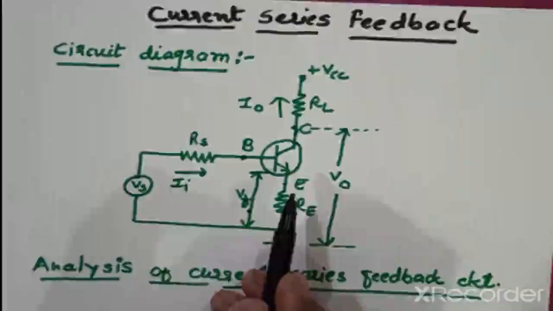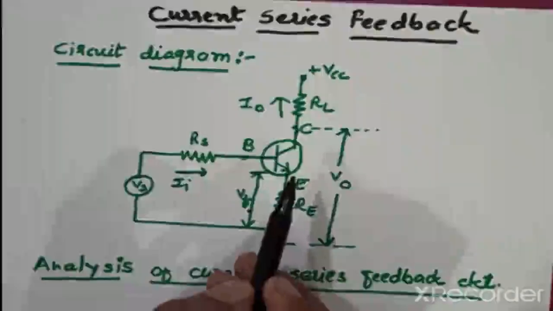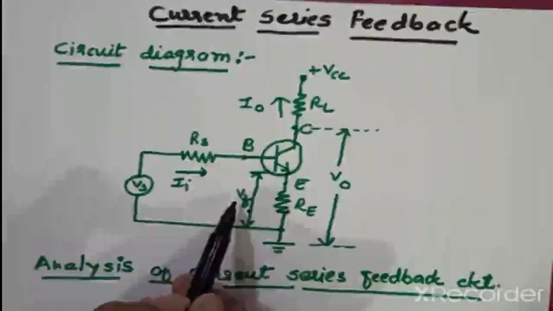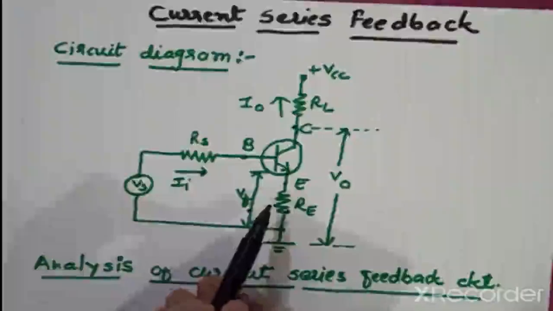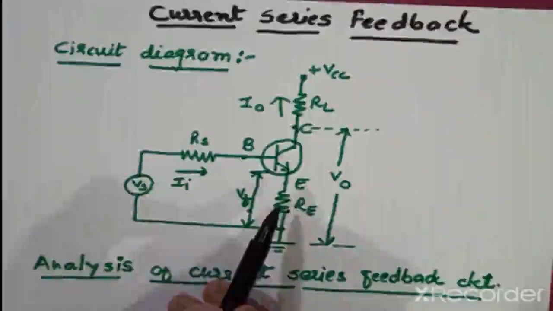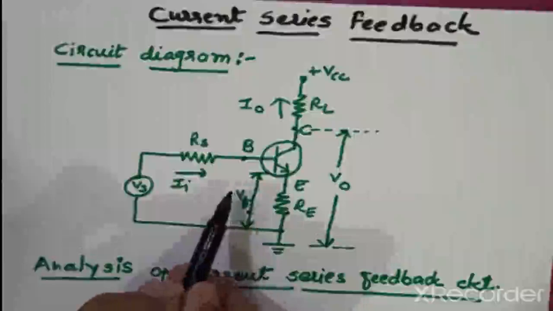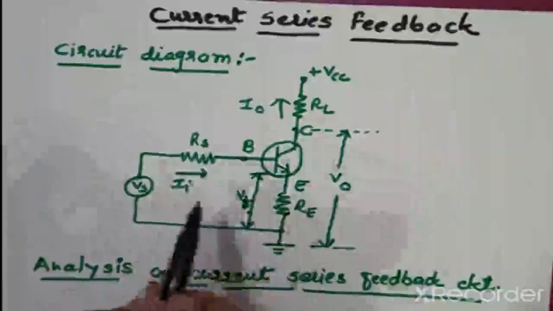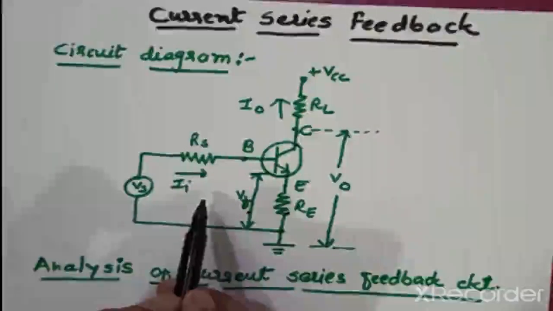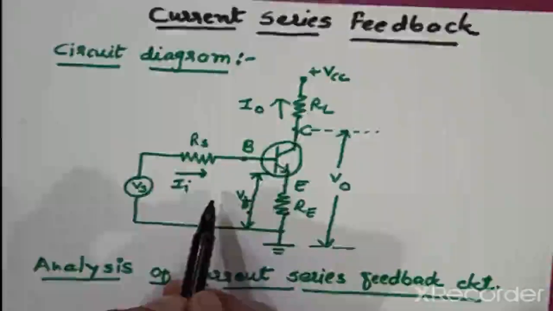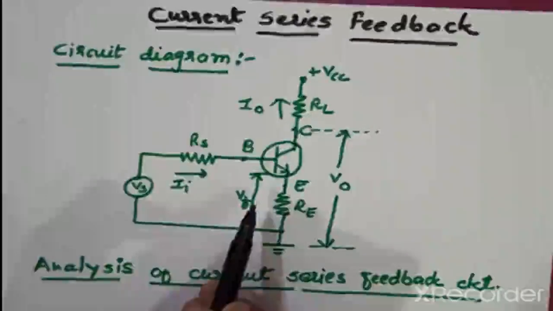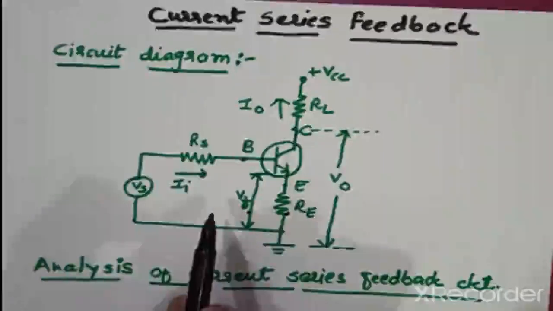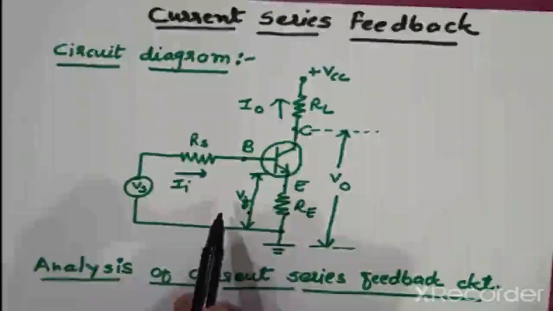For this circuit, the sampled signal on the output side is IO and the feedback signal VF is the voltage across RE. If we set the output IO equal to 0, then the feedback voltage VF is equal to 0, so we can say that it is current sampling. The feedback voltage appears in series opposition with the source voltage, so this is series mixing. So current sampling and series mixing together result in current series feedback.